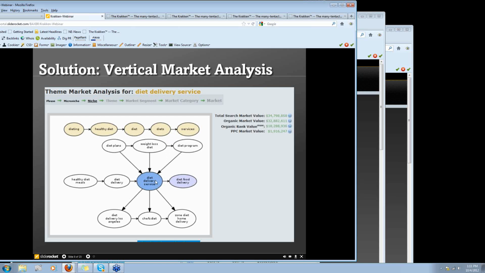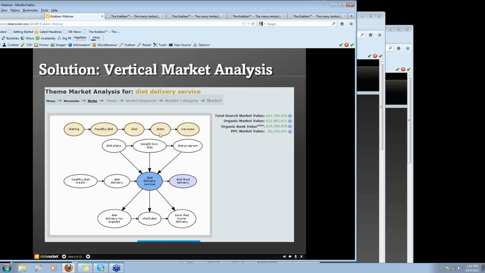So obviously diet delivery service is going to be in the diets and the diet industry and in the healthy diet industry. Now also, as you read from left to right, this goes in order of competing pages. So dieting actually has more competing pages than diet, which has more competing pages than services. I find it interesting because it does bring back services as well as the idea of diet. So all of those things are kind of the verticals of the diet delivery service theme.